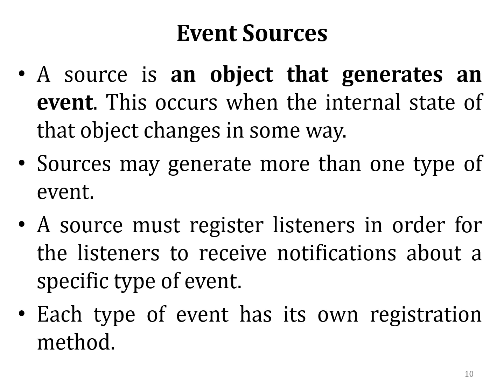Now when you talk about events, at the same time you need to know what the event sources are. A source is an object that generates an event, which occurs when the internal state of an object changes in some way. Sources may generate more than one type of event. A source must register listeners in order for the listener to receive notifications about the specific type of events. And each type of event has its own registration methods.